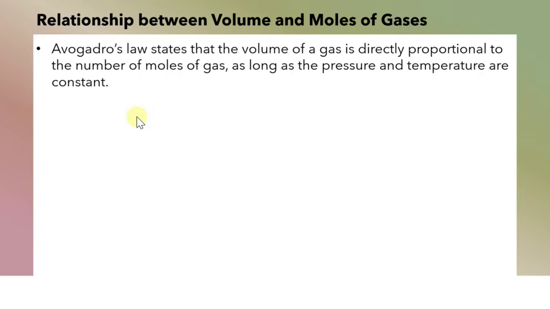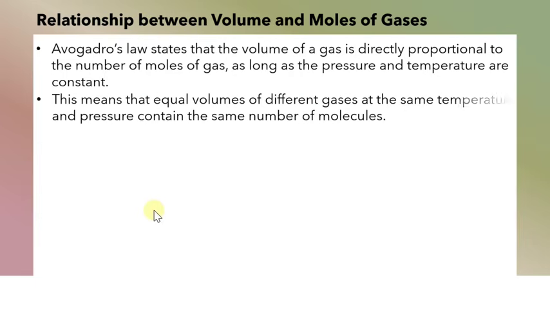It states that the volume of a gas is directly proportional to the number of moles of gas. What does that mean? It means that when the volume increases, the number of moles should increase. When the volume decreases, the number of moles should decrease, as long as the pressure and the temperature are not changing. That is what Avogadro's law states.